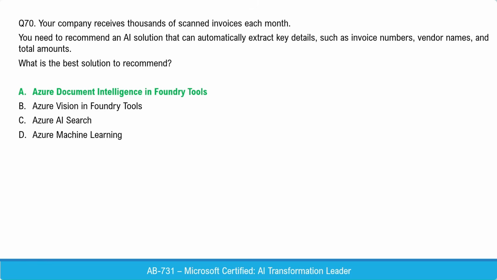Looking at other options, option B, Azure Vision can perform OCR and extract raw text, but it does not understand document structure like invoices. Option C, Azure AI Search is used for indexing and searching data, not for extracting information from documents. And option D, Azure Machine Learning would require building a custom solution, which is unnecessary when a pre-built service already exists. So the key takeaway is that for extracting structured data from invoices, document intelligence is the right solution.